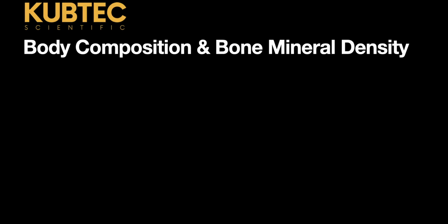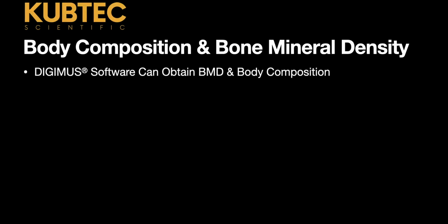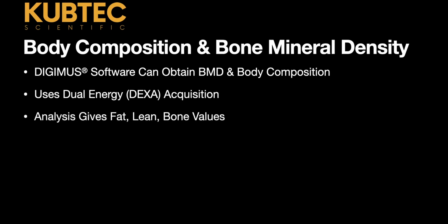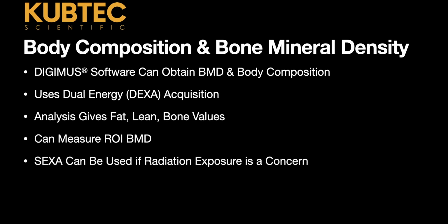Kubtec systems that have Digimus software can be used to obtain BMD and body composition from the sample. Determining body composition requires a dual-energy DEXA acquisition. The analysis of the acquisition data gives fat, lean, and bone values. The high-energy acquisition can be used to measure the region of interest, ROI, bone mineral density. If radiation exposure to the phenotype is a concern and only ROI BMD is needed for the study, a single excitation, SEXA method, can be used.